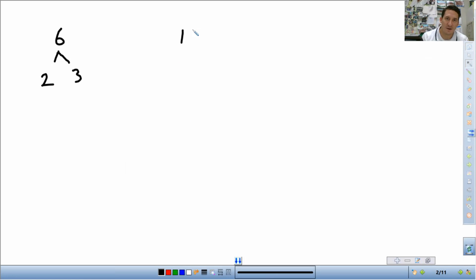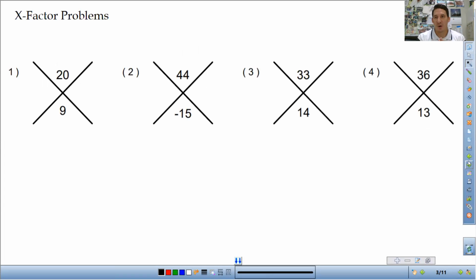Another example would be 15. What factors to get 15? That'd be 3 and 5. So factors of 15 are 3 and 5. That's what we're going to be doing today. We're going to be given a polynomial, specifically a trinomial, so it has three terms, and we're going to determine what its factors are. We are going to split it up into the two parts that you multiply together to get it. Before we get there, we're going to do what's called X factor problems. This is going to help us wrap our head around how to do this.